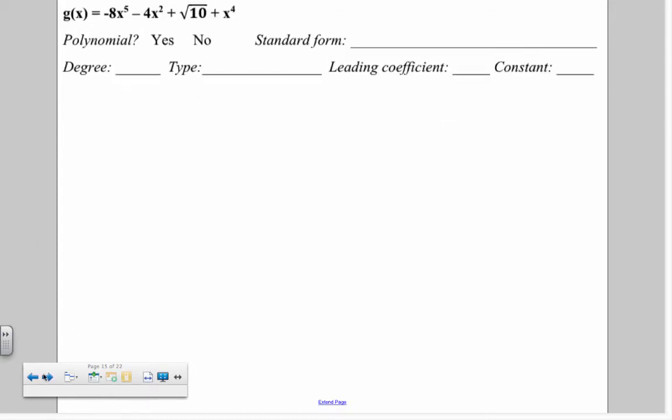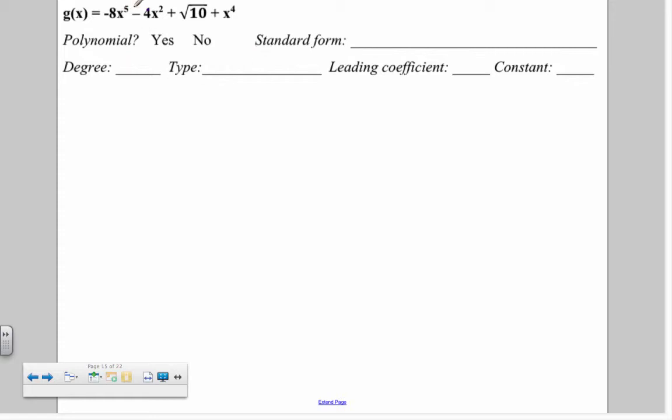Okay, let's move on to the next problem. So here I have -8x to the 5th power minus 4x squared plus the square root of 10 plus x to the 4th power. So I have to do the same thing. I'm going to use my definition. Number 1, do I have all real coefficients? Coefficients are what is multiplied in front of your variable. So that's real. That's real. This one has no variable. And this one has a 1, so that's real. So that's okay.